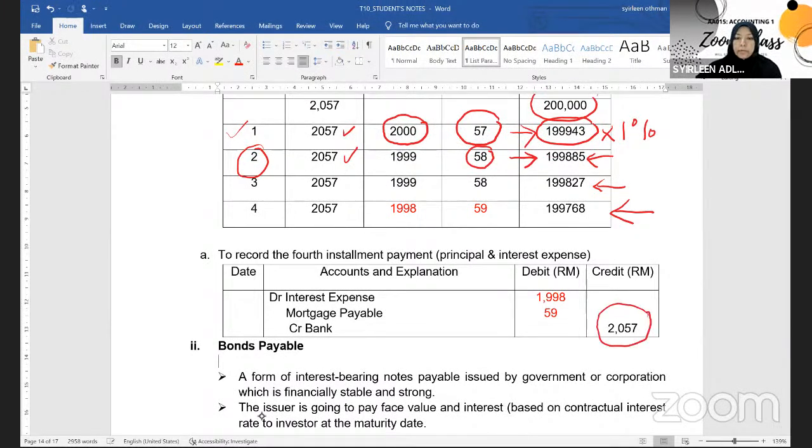The breakdown for it is actually 1,998 for your interest and RM59 for your principal. Okay, so every month pun kita akan ada pengiraan yang sama. That means you need to asingkan your principal and your interest so that you can see how much principal yang telah dibayar sehingga bulan yang you nak cari tu. Okay, but the staggered payments atau the installment is fixed.